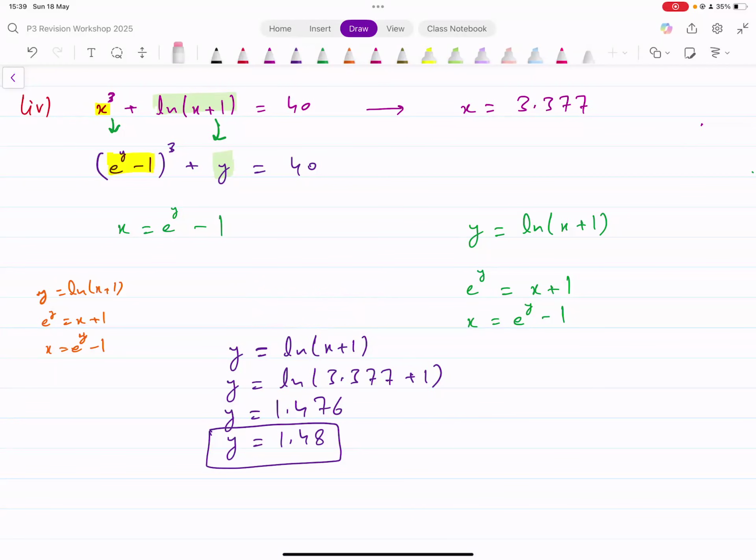Okay, so sometimes this can happen as well, that they make you solve one equation, and using that, you have to solve another equation by finding the connection between them.